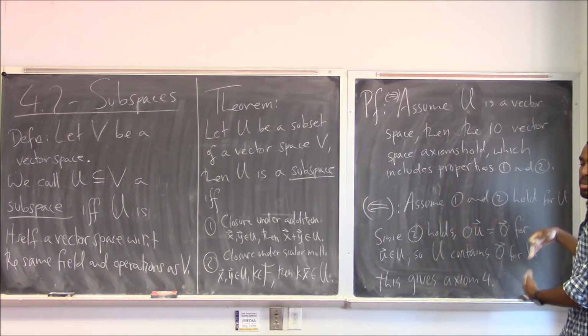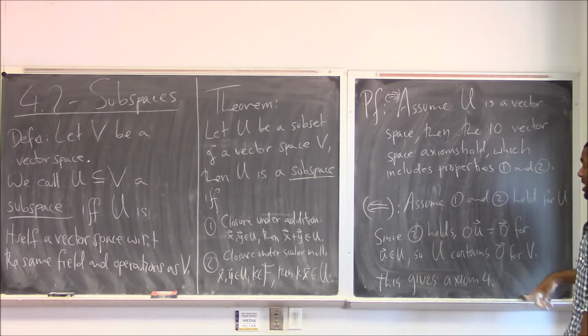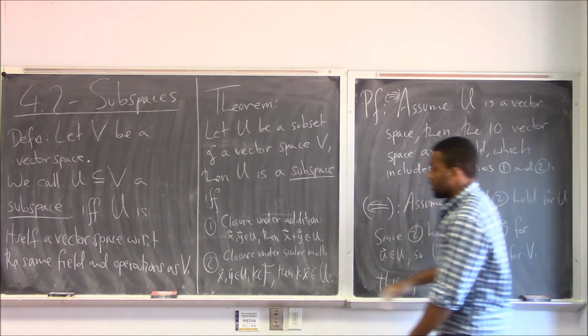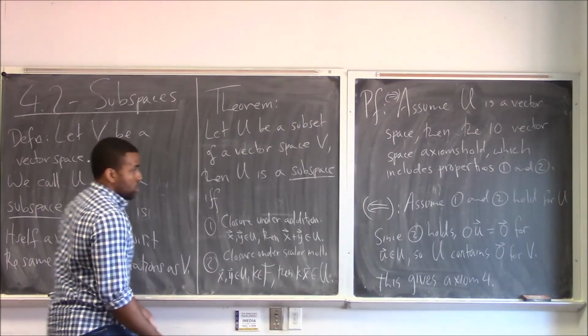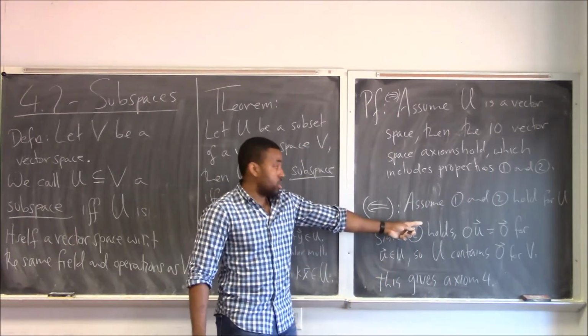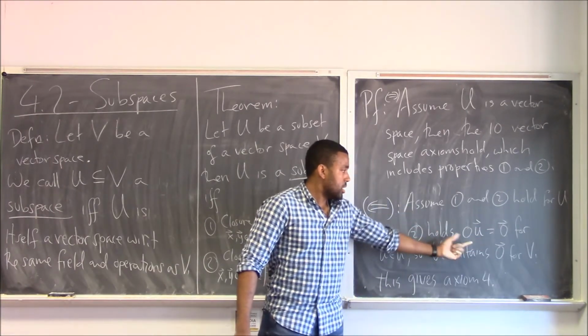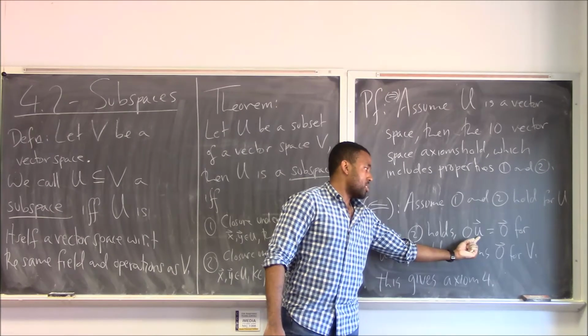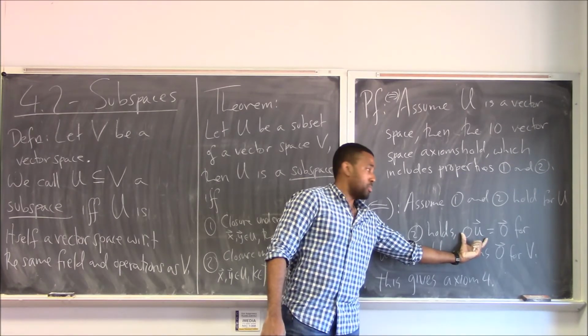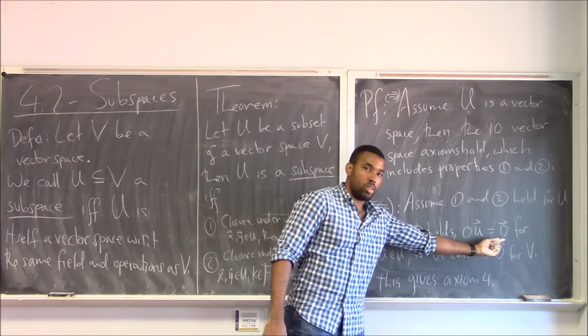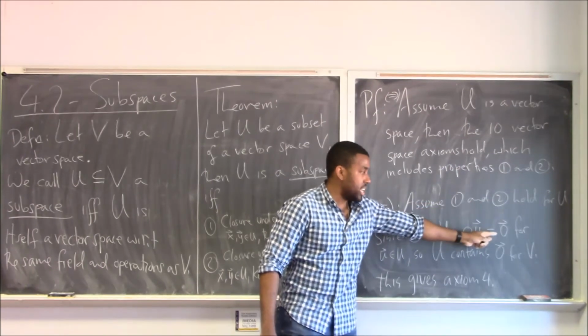It contains an element that has the property of the zero vector, and it turns out it's exactly the zero vector from its parent set. How do I know? It's closed under scalar multiplication. We've proven that the zero scalar times a vector is the zero vector. So because u is an element of the set, 0 times u must also be an element of the set, but 0 times u is 0. So our subset contains the zero vector.